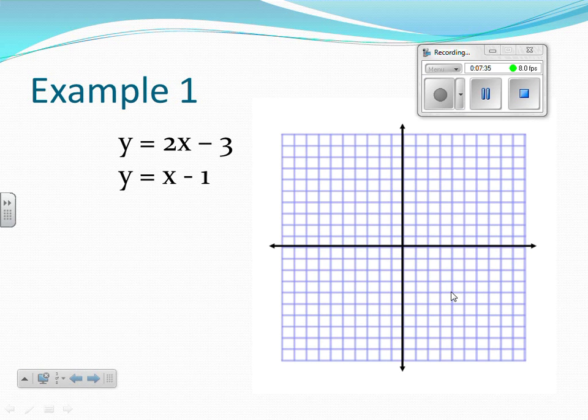So here's example 1. We're going to graph each one of them. I'm going to graph the top one. Everybody agree this is a system, by the way? What makes it a system? There's 2 of them, 2 at one time. Okay. So I'm going to graph the top one in blue. What form is it in? Y equals mx plus b.